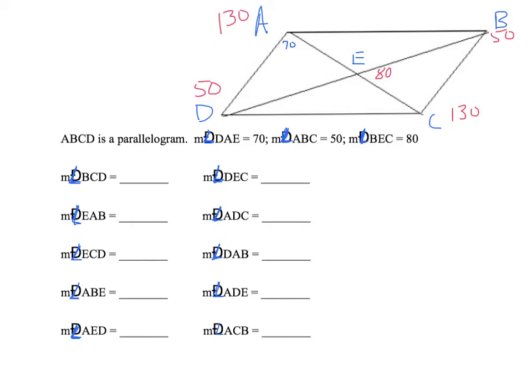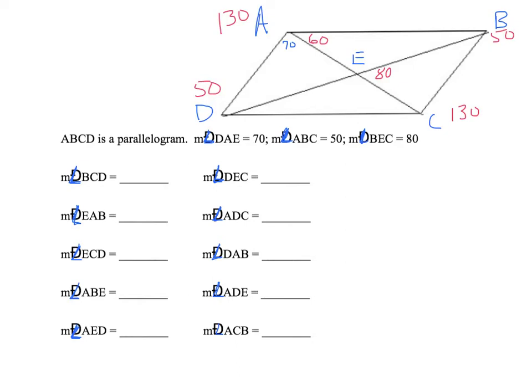Now that gives us a good chunk of information to be able to figure out some of the other missing angles. If I take a look, I know that this angle here is 70 degrees, so then angle DAB, the whole angle was 130. If the whole angle is 130 and I already have 70 of them taken away, I know that the remaining portion of that angle should be 60 degrees.